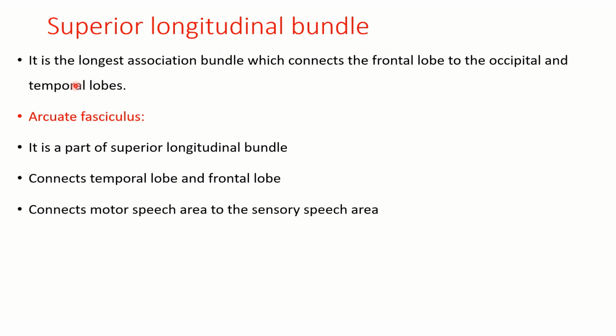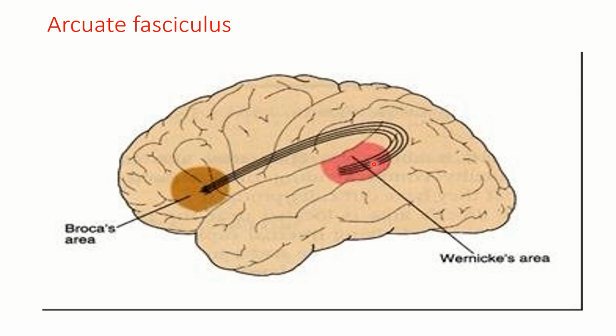Superior longitudinal bundle. It is the longest association bundle which connects the frontal lobe to the occipital and temporal lobes. Arcade fasciculus is a part of the superior longitudinal bundle. It connects temporal lobe and the frontal lobe, namely the Wernicke's area in the temporal lobe with the Broca's area in the frontal lobe. So it connects motor speech area with the sensory speech area.